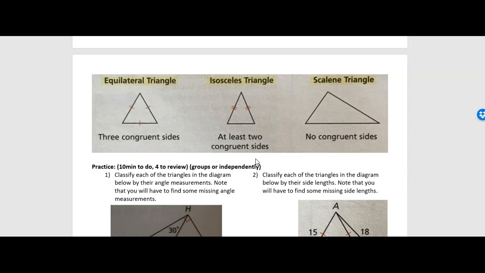So notice that all equilateral triangles are isosceles. Not all isosceles triangles are equilateral, though. Sometimes they may be, sometimes they won't be. And then a scalene triangle is where there are no congruent sides. So they may show this with tick marks of all different varieties on those three sides. All right, let's do some practice.